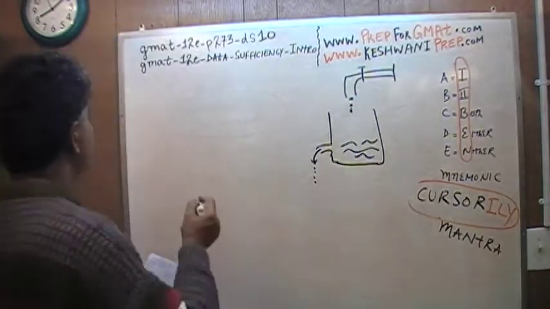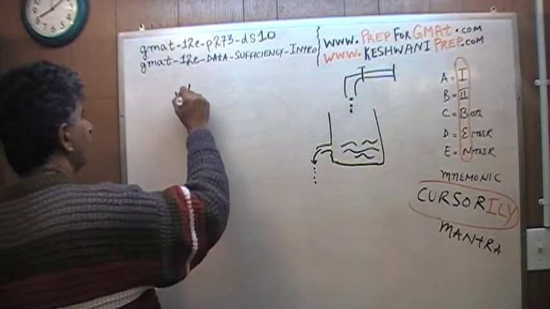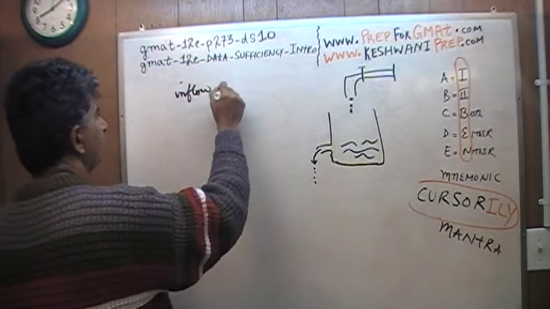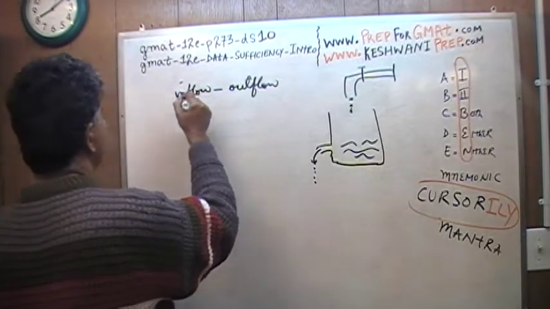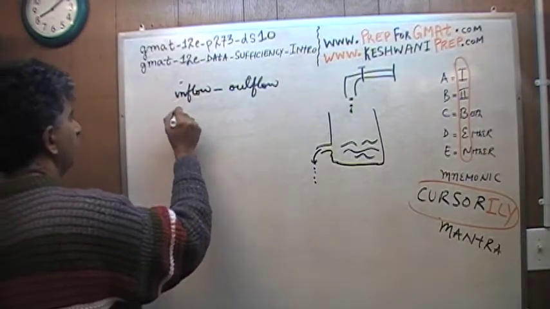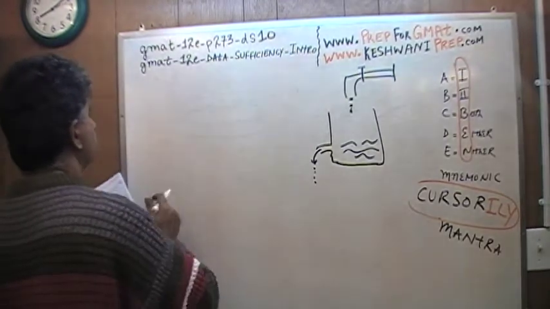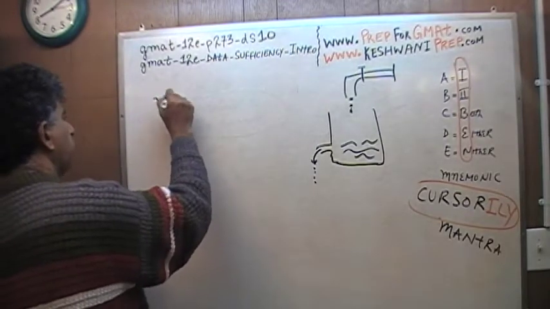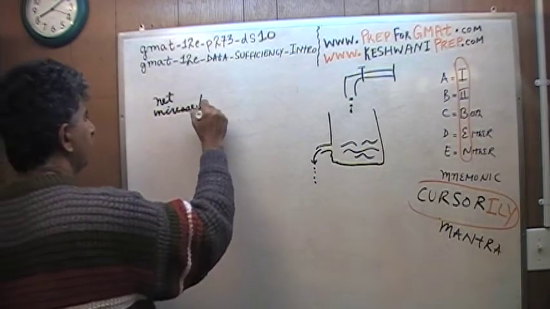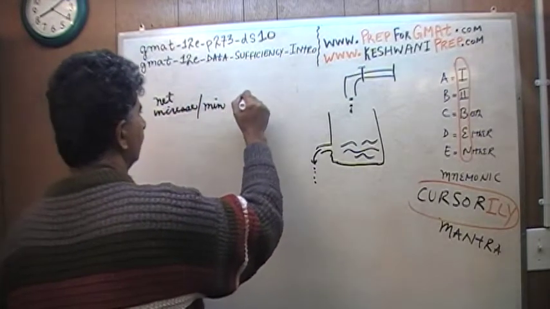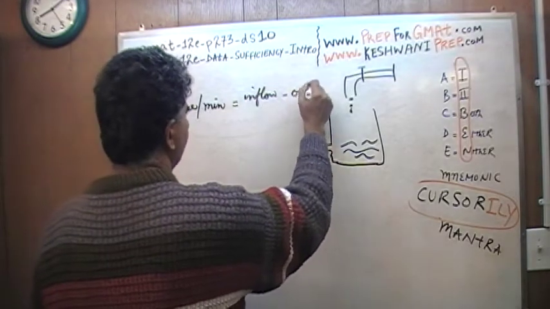Alright, so there's an inflow and there's an outflow. And what they're looking for is the net increase. Net increase per minute, which is your inflow minus the outflow.